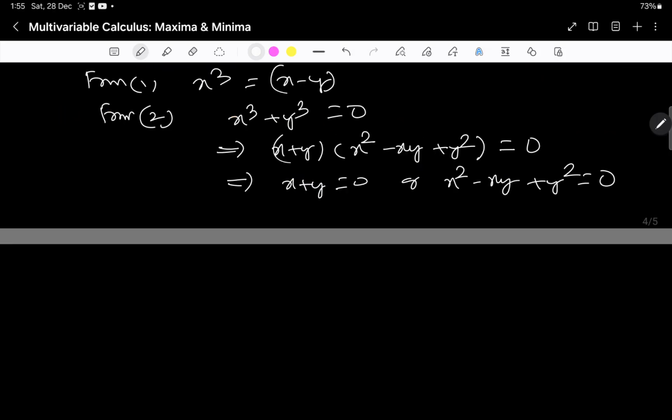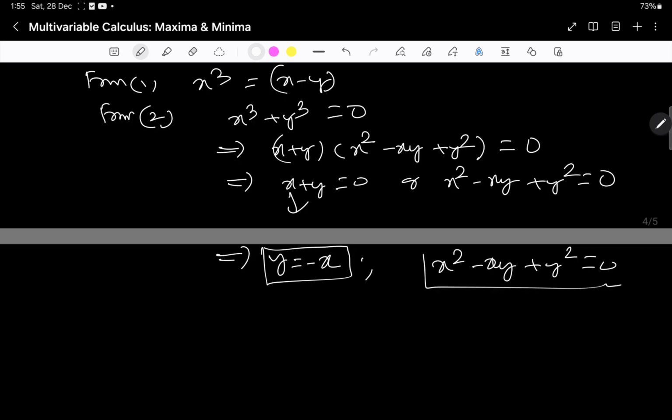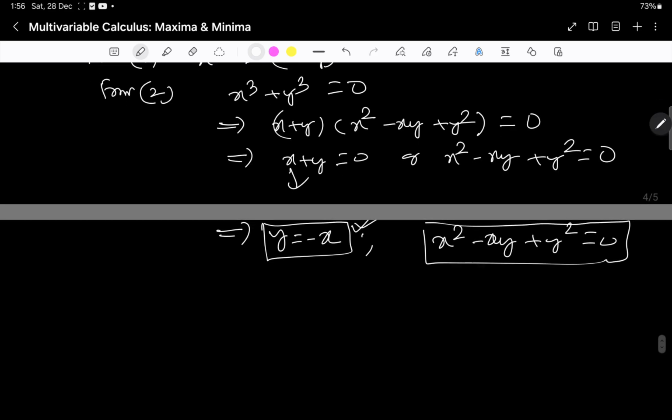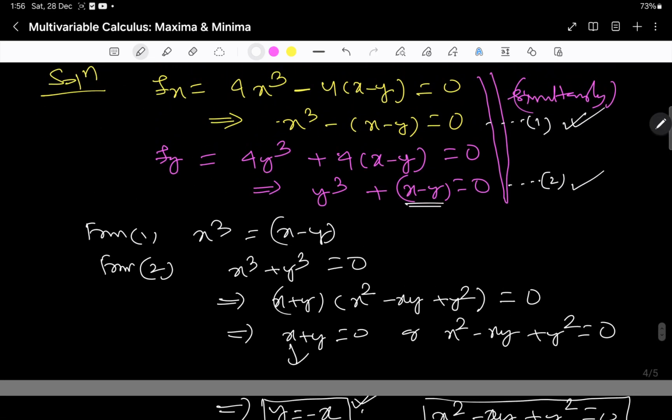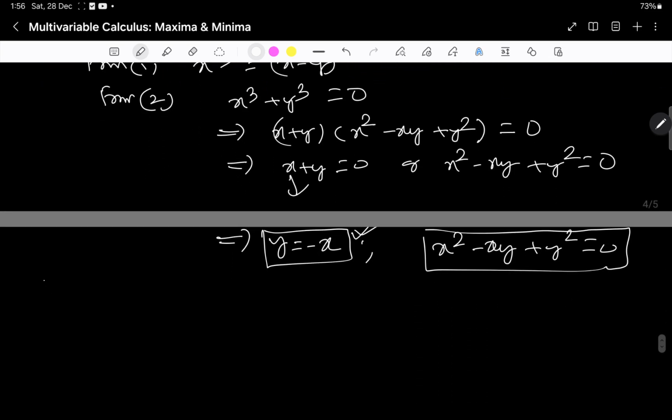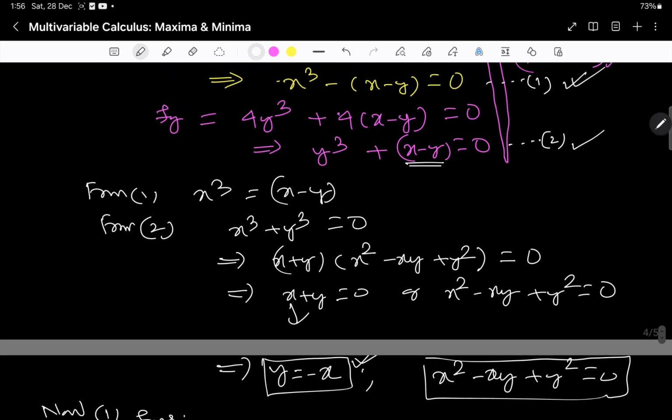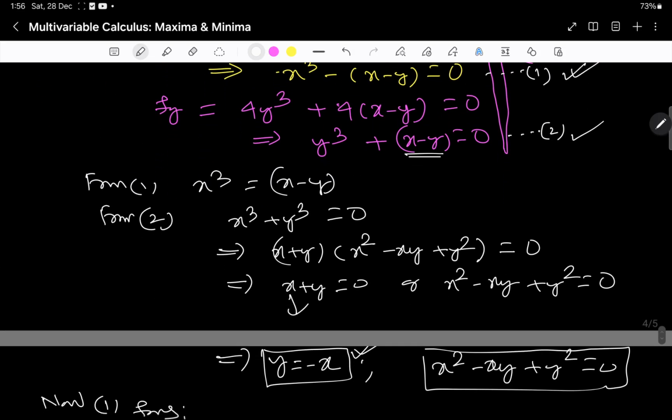So this implies, from this you have y is equal to minus x. Okay, and here let it be, x square minus xy plus y square is equal to 0. Let it be. Now we consider this, y is equal to minus x. Now we substitute this in 1, right? Y is equal to minus x in 1. Now 1 follows your x cubed.